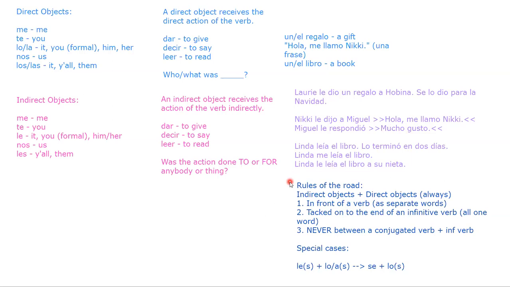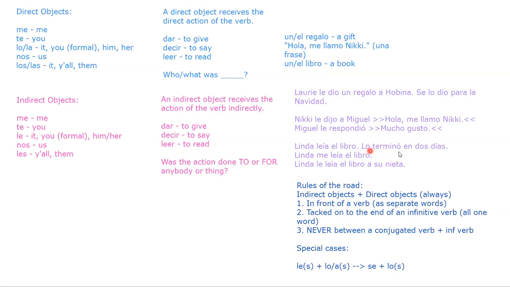Finally, let's look at some of the rules of the road. This is one of those things where your subconscious brain is really good at picking these things up. But when you're going back in your conscious brain and you're trying to edit yourself or do grammar analysis, these are good to know. So, in general, grammar structure-wise, indirect objects always go in front of direct objects. Doesn't matter where you place them, indirect goes in front of direct if you have them both. Now remember, there are situations where you don't have both. Here, "Miguel le respondió," there's only an indirect object. There's no direct object.